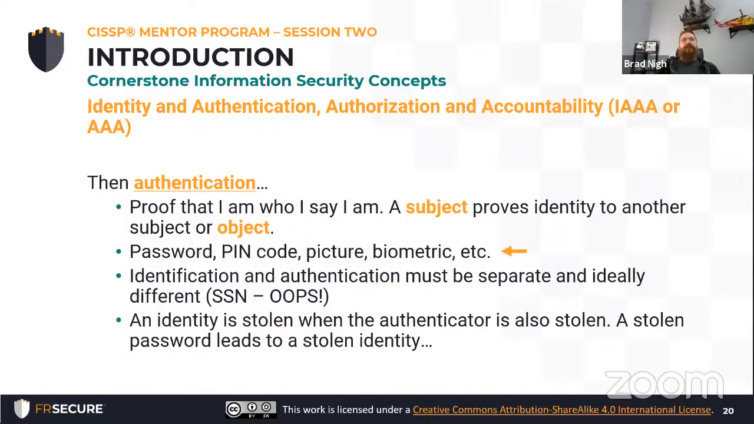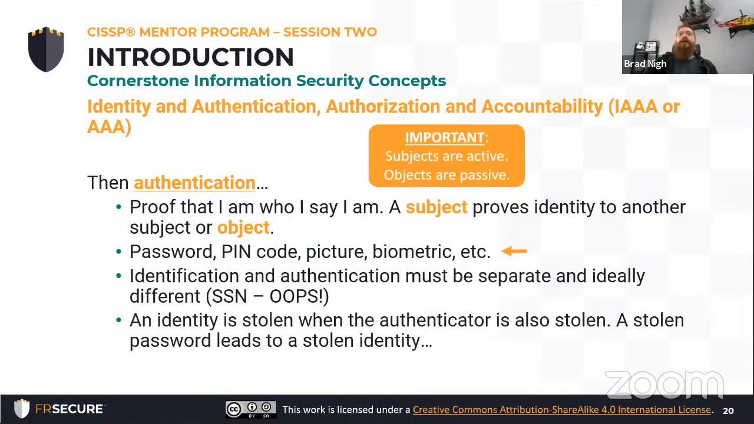Then you have authentication. So then that's the proof, right? So identification is your username. Authentication is your password, or in this case, a PIN, picture, biometric, whatever that might be. Again, remember, subjects are active, objects are passive. So again, subject is going to be the person taking the action, and then objects are going to be what you're accessing.